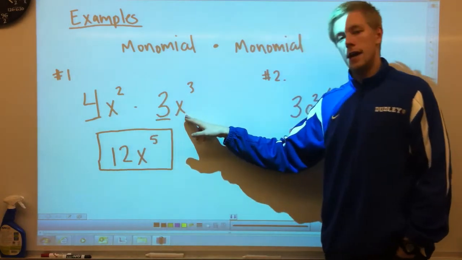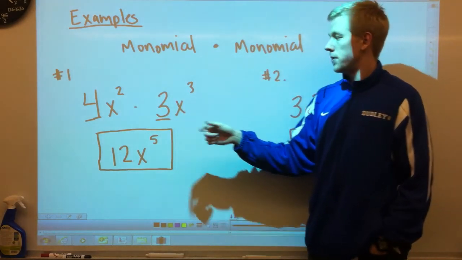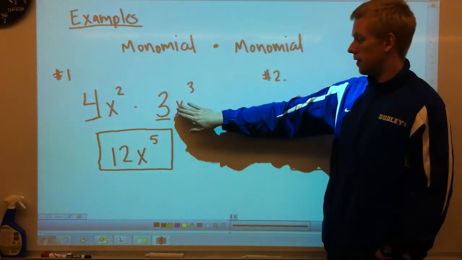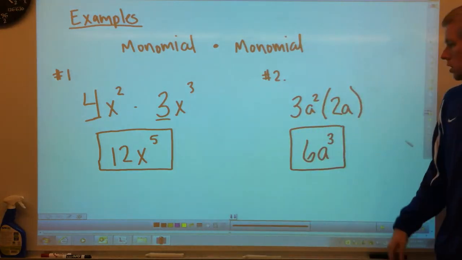Now, if these were not the same base, then I can't multiply them. They have to have the same base, and then we can add their exponents. Okay? So if this was a different letter, then we would have another letter out here for our answer.